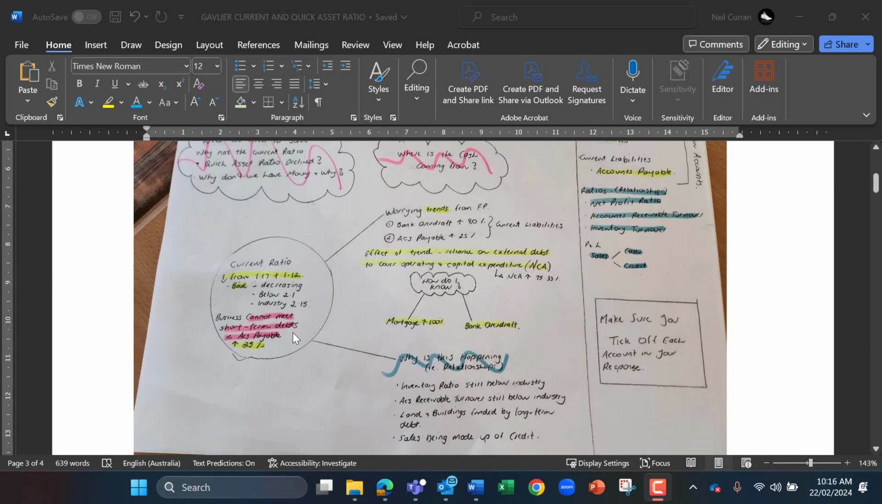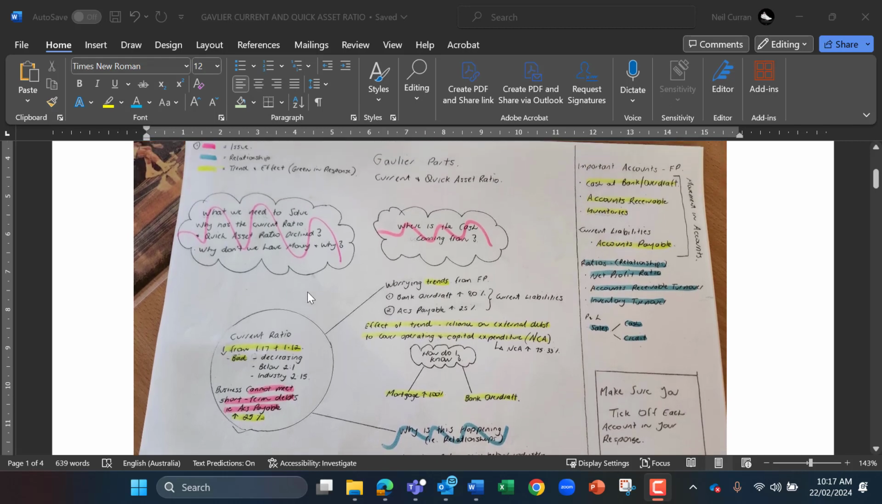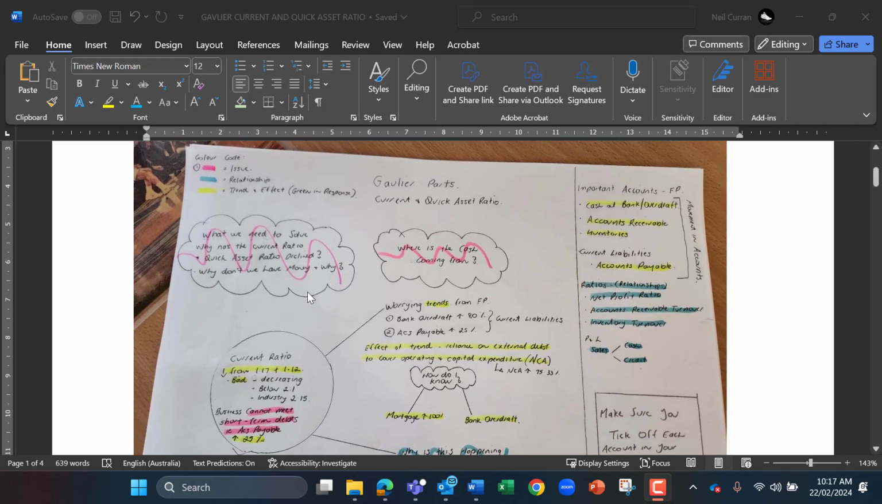Okay, so in this question, our current ratio has dropped from 1.7 to 1.2. What that basically means is we have 1.7 of current assets to 1 of current liabilities. Now we need this to be around 2:1 and above the industry average. As it's decreasing, that's a really bad outcome for the business. It's below the 2:1 and also the industry average of 2.15. That is what we are looking at in terms of an issue.